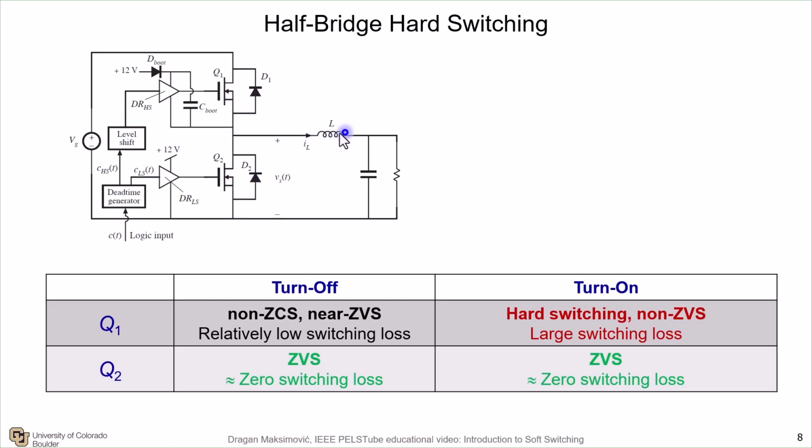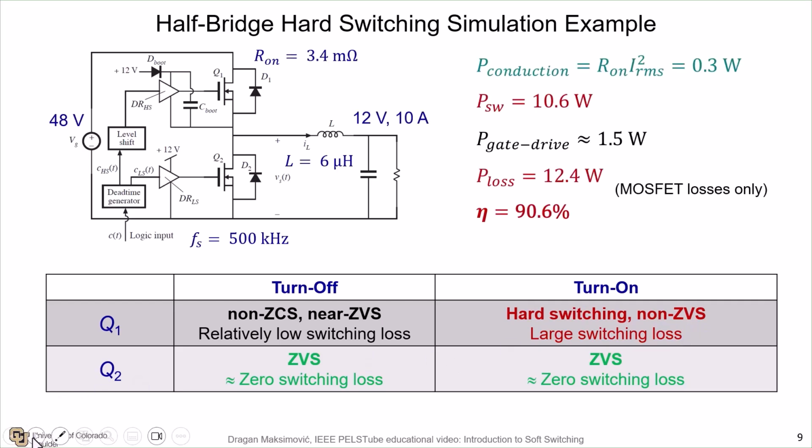If the inductor current here is positive, Q2 is going to experience zero voltage switching turn off and zero voltage switching turn on. Q1, on the other hand, is going to experience non-zero current switching turn off, but that results in relatively low switching loss because the increase in voltage is relatively slow. The turn-on transition of Q1, unfortunately, is producing a large amount of switching loss. This is the hard switching transition at non-zero voltage, and the reverse recovery of the opposite switch diode is what really makes the switching loss extremely large.